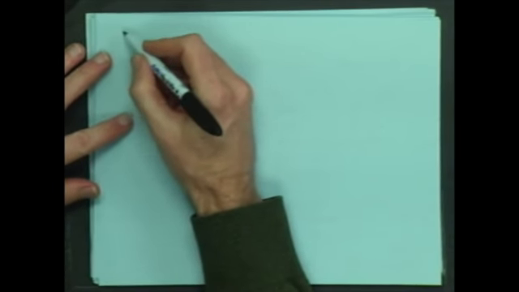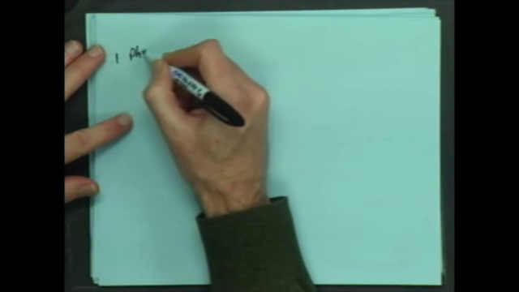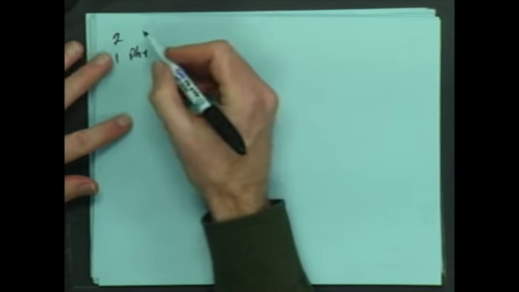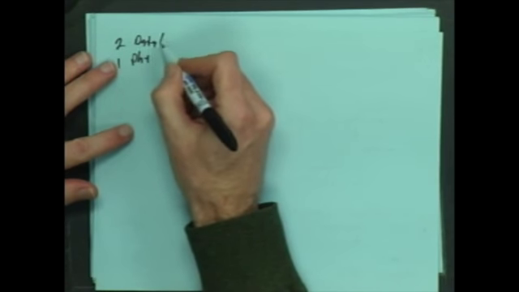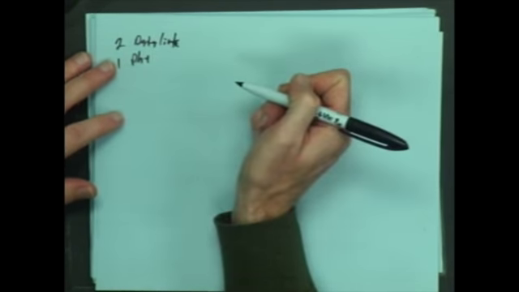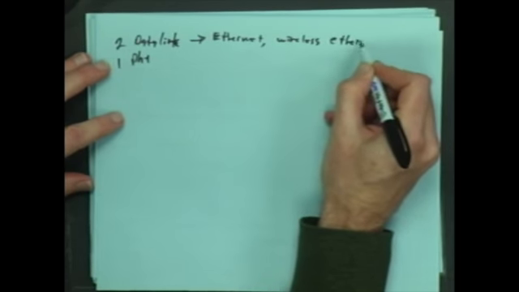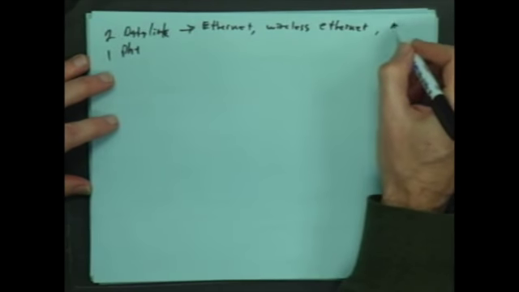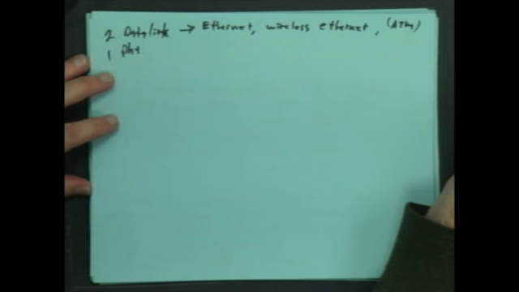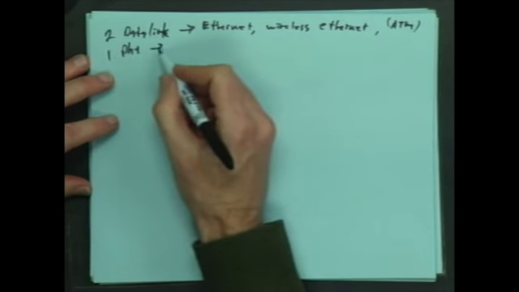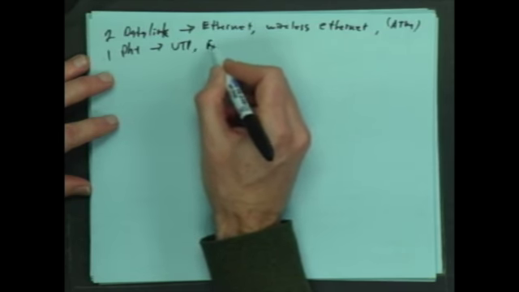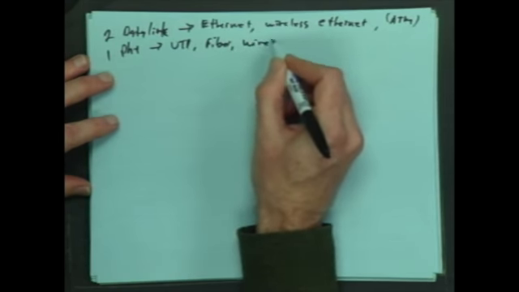So new layer. Remember we did layer 1 was physical. Layer 2 was what? Data link. And what did we just finish covering that was data link layer? Ethernet. See, we're getting here. So these are both Ethernet and wireless Ethernet. Those were data link layer. We didn't talk much about like ATM. I at least mentioned it though. That's a layer 2 protocol also. Physical, remember this was UTP, fiber, and wireless.